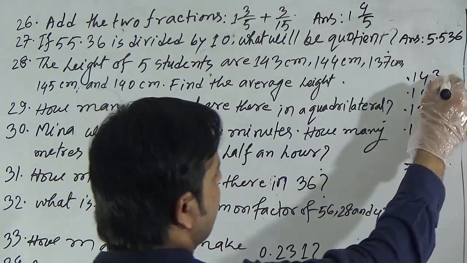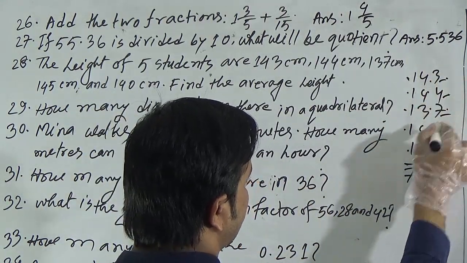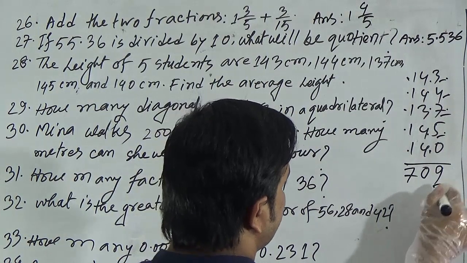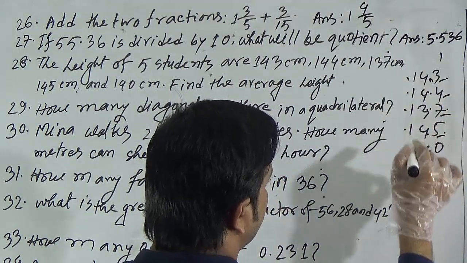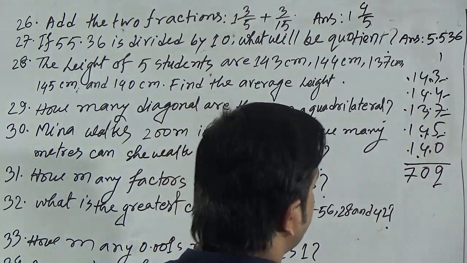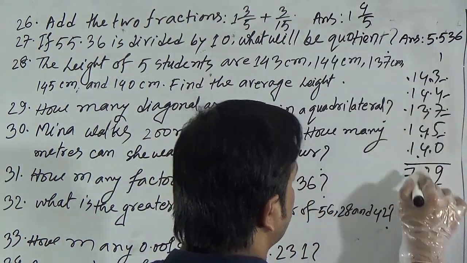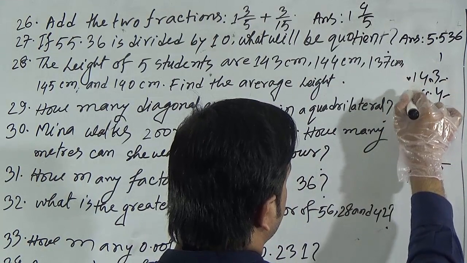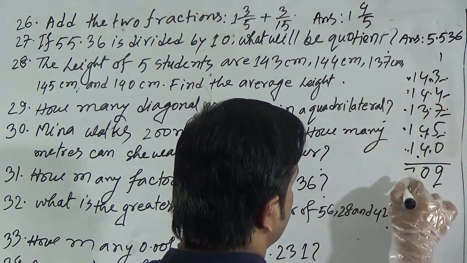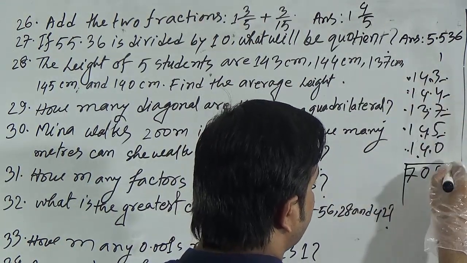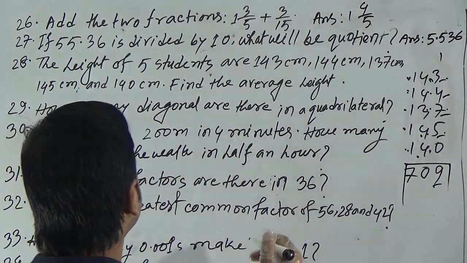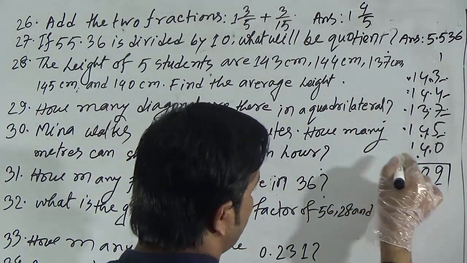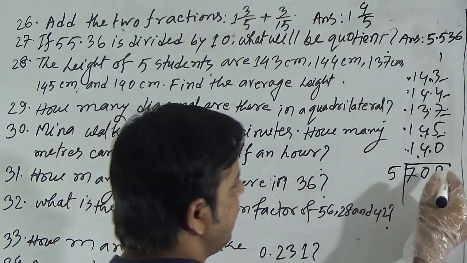Again see the addition, 3, 4, 7, 7, 7, 14 and 5, 19, 1 left, 4, 4, 8, 3, 11, 4, 15, 4, 19 and 1, 20, 2 left, 1, 2, 3, 4, 5 and 2, 7. Now we have to divide this by the number of quantities. Here as there are 5 students, the number of quantities is 5. So we have to divide this by 5.